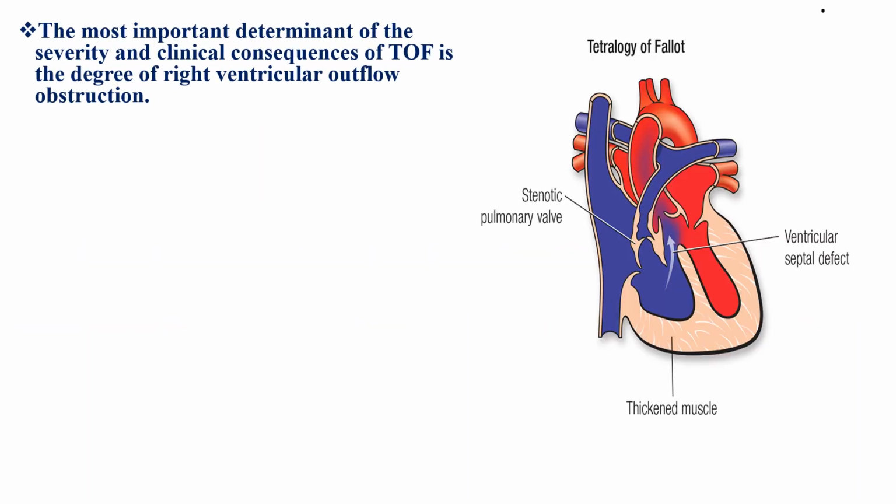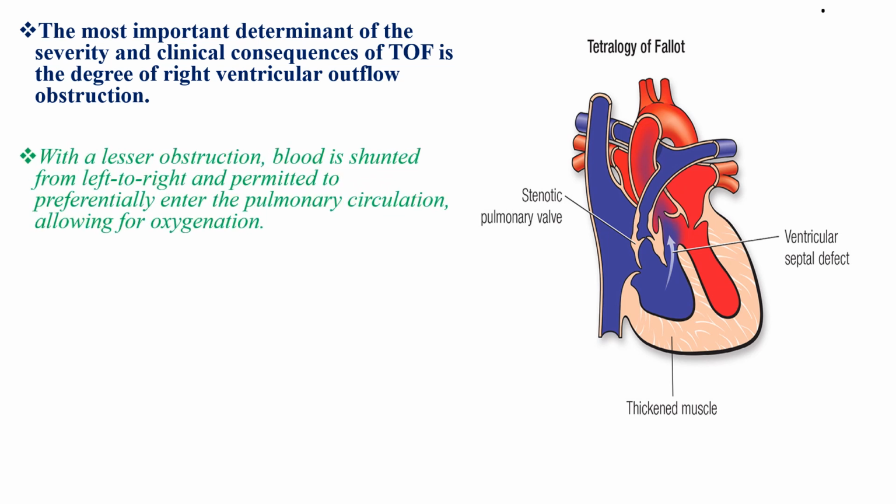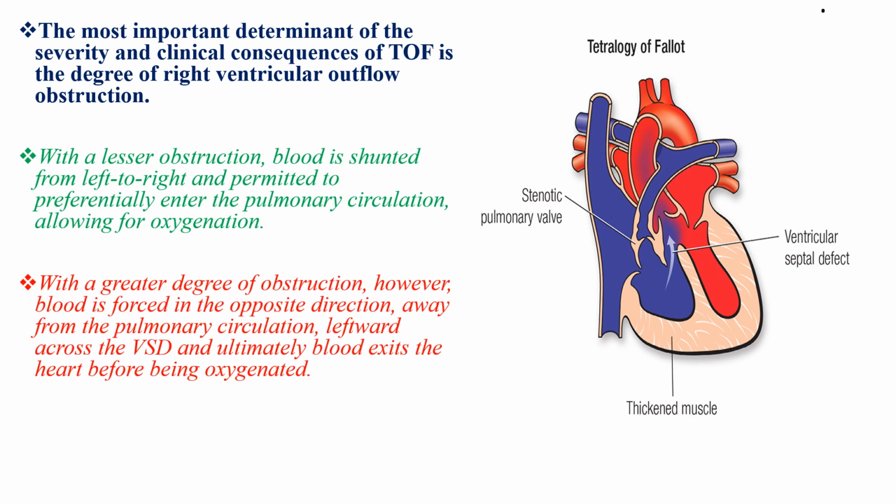The most important determinant of the severity and the clinical consequence of TOF is the degree of right ventricular outflow obstruction, or the degree of pulmonary valve stenosis. With a lesser obstruction, blood is shunted from left to right along the VSD and permitted to preferentially enter the pulmonary circulation, allowing for oxygenation like that of VSD. With a greater degree of obstruction, blood is forced in the opposite direction, away from the pulmonary circulation, leftward across the VSD, and ultimately blood exits the heart before being oxygenated.